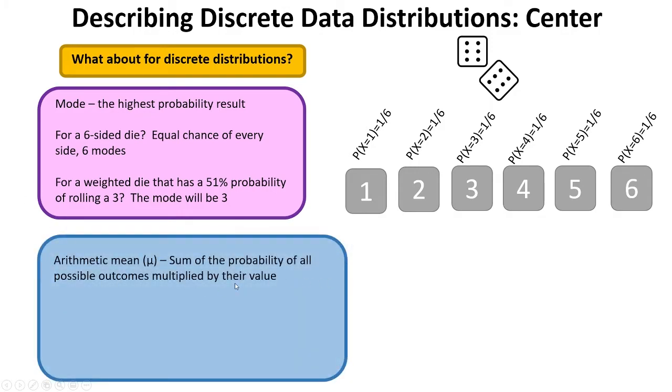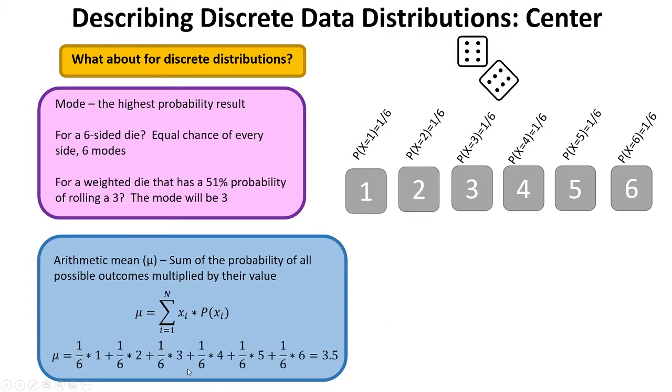For the arithmetic mean, it's the sum of the probability of all of the possible outcomes multiplied by their value. It's represented like this, the value multiplied by the probability. So for our 6-sided die, it's 1/6 times 1, 1/6 times 2, 1/6 times 3, 4, 5, 6, and that comes out to what you would expect. The arithmetic mean of a 6-sided die is 3.5.